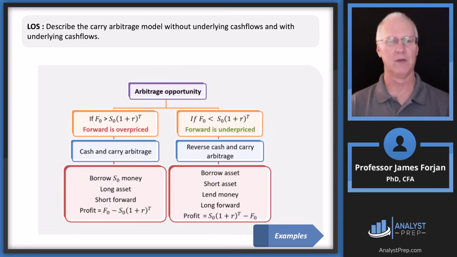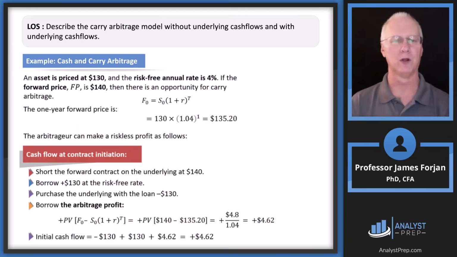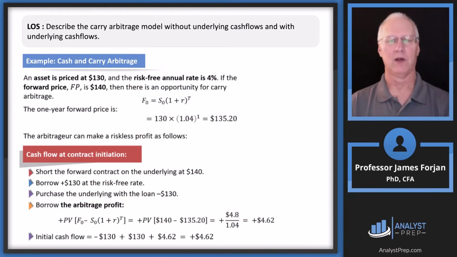Here, let me just go back here to remind you. There we go. Forward is greater. So we're going to short that forward at 140. What we're going to do is borrow the 130 at the risk-free rate and then purchase the underlying asset with that loan. And then here's what we're going to do to determine that initial cash flow. So this is important about the description of the carry arbitrage model and what the outcomes are going to be.